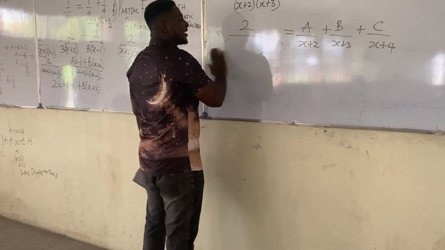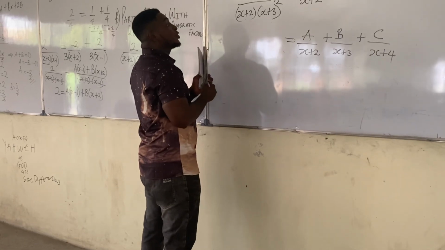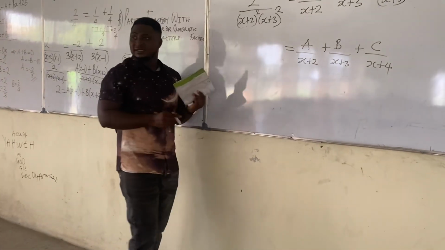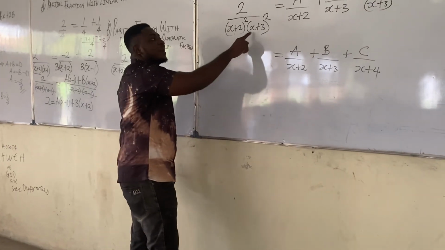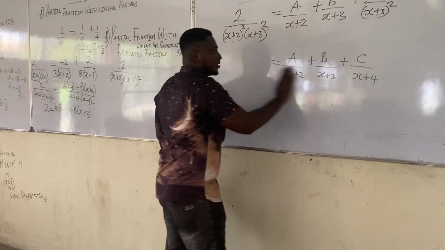Now, someone can ask me again, sir, what if these two factors are both squared? What will happen? Class, look up please. Everybody please look. 2 all over x plus 2 squared and x plus 3 squared.